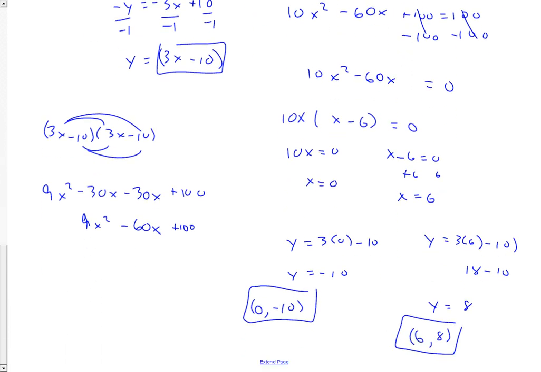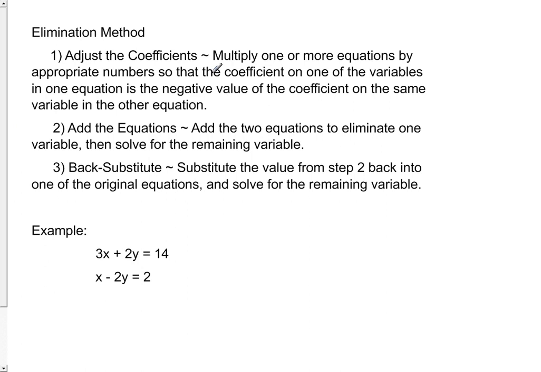Okay, looking on to elimination. Elimination is another method of solving systems, but we need to adjust the coefficients by multiplying one or more equations by the appropriate numbers so that the coefficient on one of the variables in one equation is the negative value of the coefficient on the same variable in the other equation. So if I'm talking about, let's say, 2x plus y equals 8 and 3x minus y equals 10, I can do this by adding the two equations together. I have an opposite y term here with positive y and negative y.